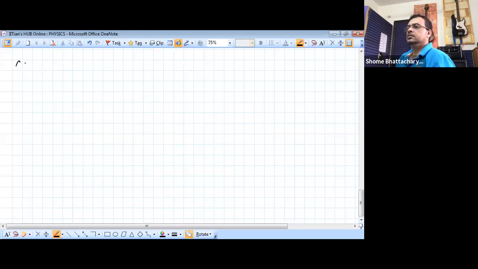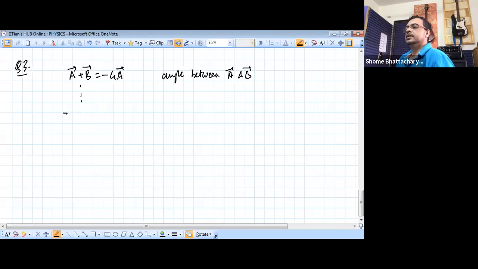So question 3 is a simpler question. It just says that A plus B is equal to minus 4 times A. We have to find the angle between A and B. You can just see that this equation implies that B is equal to minus 4A minus A, or that B is equal to minus 5A. So that means they are opposite vectors.